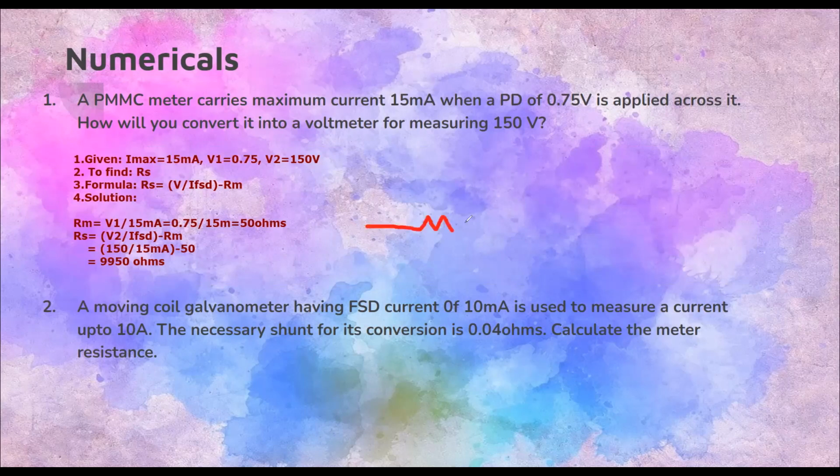This RS should be connected in series with the meter. So this is RS. You have to either draw it or write it in a sentence, anything works. RS is equal to 9950 ohms. So you have to write or draw that a resistance should be connected in series with the PMMC meter. Only then it will become a voltmeter.